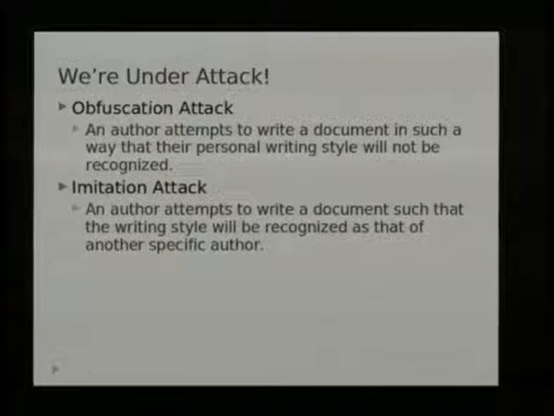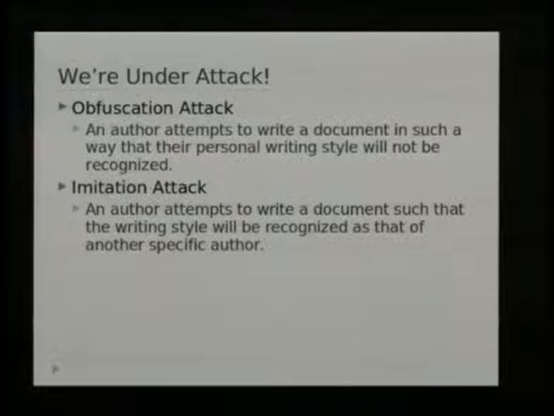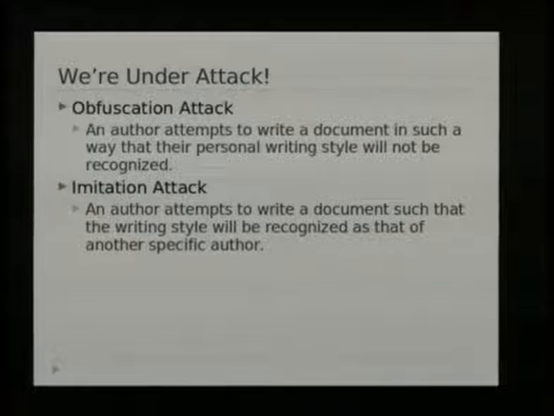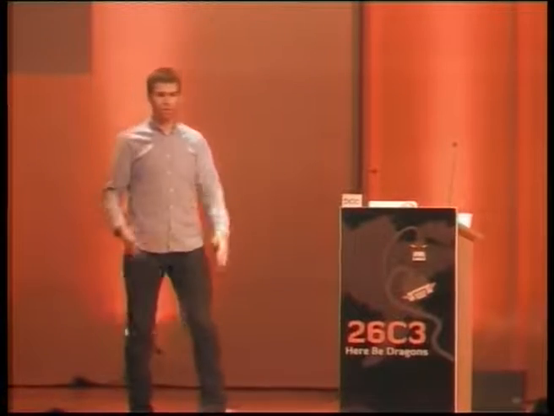There are 2 types of attacks we looked at in trying to get around authorship recognition. The first is an obfuscation attack, where an author simply tries to hide their own writing style without regard for who ends up being the target of that document. So they just want to make sure that the stylometry system does not identify them as the author. The second is an imitation attack, where an author attempts to write a document in order to, you could say, frame another author. They want to write a document so that the systems think that they are specifically another author. So these are the 2 attacks we looked at as ways to circumvent authorship recognition.